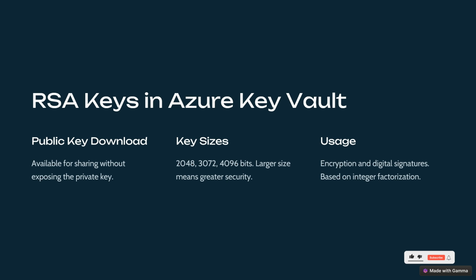RSA keys in Azure Key Vault. RSA keys in Azure Key Vault allow the public key download, which is useful for sharing the public part without exposing the private key. They come in various key sizes like 2048, 3072, and 4096 bits. Offering stronger security with larger sizes, RSA is widely used for both encryption and digital signatures, based on the difficulty of factoring large integers.